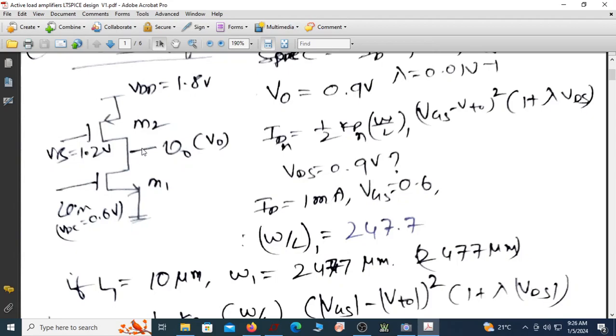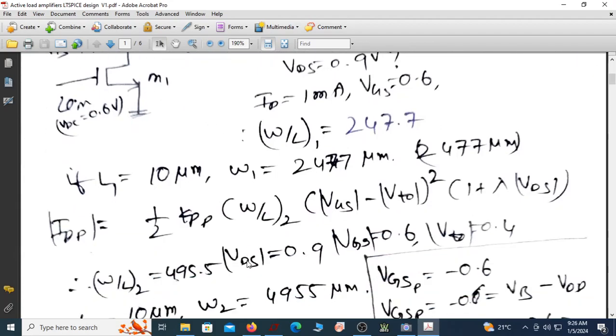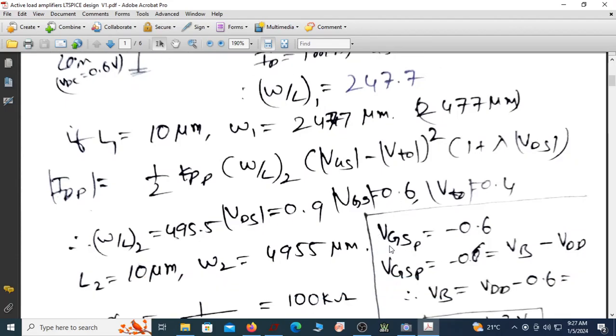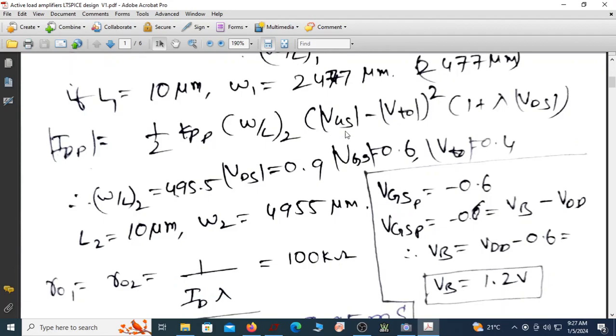If you want to have the output voltage at mid of VDD, so if this is 0.9 and this is 1.8, then VDS is actually minus 0.9. That's why we are writing the magnitude of VDS as 0.9. Similarly, VGS magnitude is 0.6, VTO is also 0.6. All these values for PMOS transistors are magnitudes; their actual voltages are negative. Since the VGS magnitude of the PMOS transistor is 0.6, the actual voltage is minus 0.6.